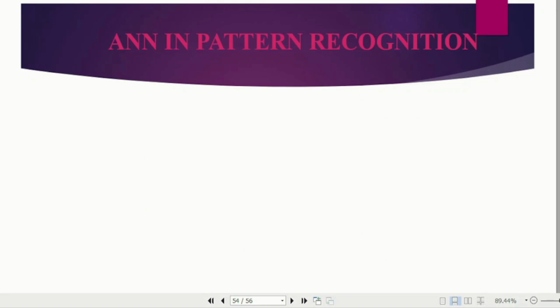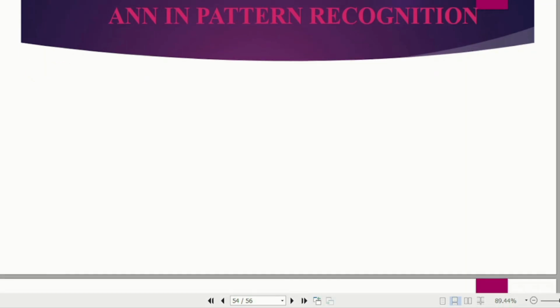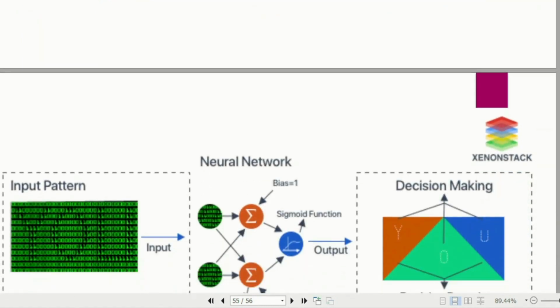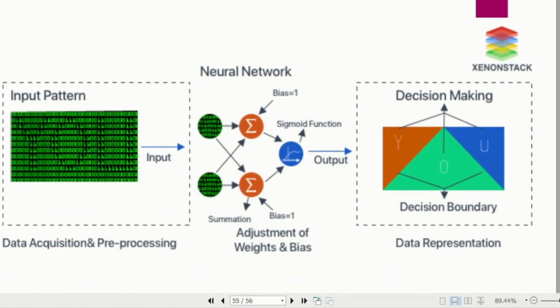Now we will discuss the artificial neural network in pattern recognition, how it is generally related to pattern recognition. We can see by this diagram that at the left side the input pattern is given, that is the data acquisition and pre-processing firstly, and secondly at the right side the decision making, that is complete data representation, is there.